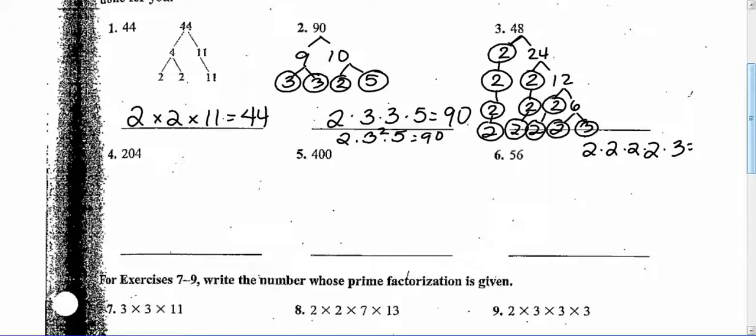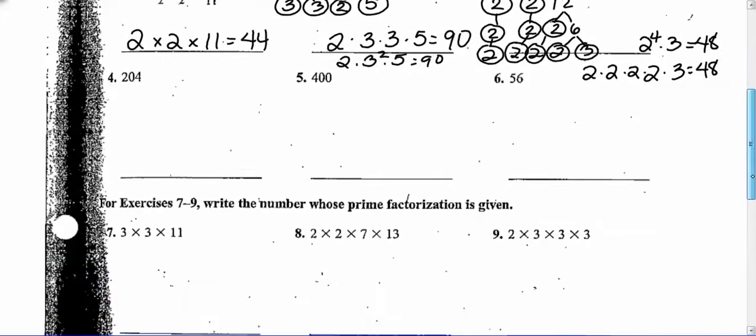All right. Can anyone tell me how to write that with exponents? What do you think, Miguel? 2 to the 4th power times 3. Ooh, you guys are good. 2 to the 4th power times 3 equals 48. Who had either of those answers? You guys, I am so proud of you. Nice work. All right, 204.